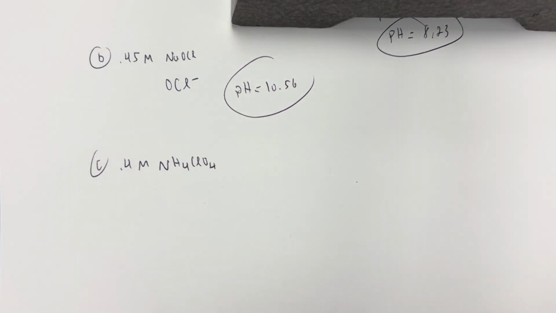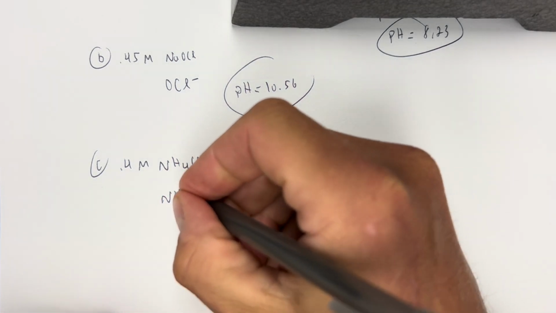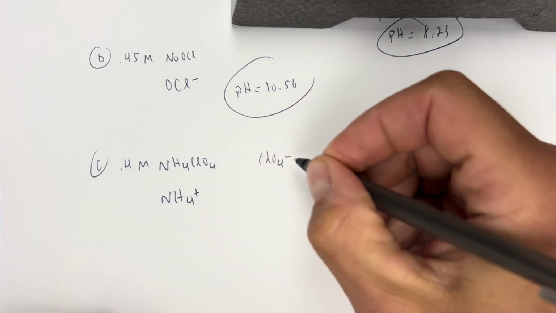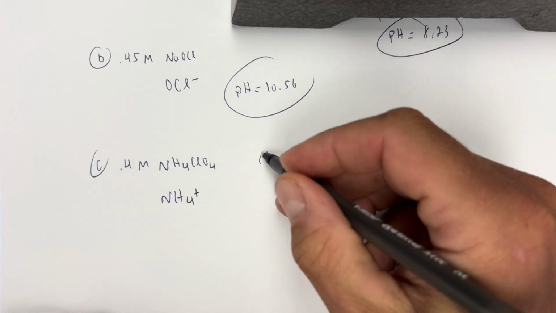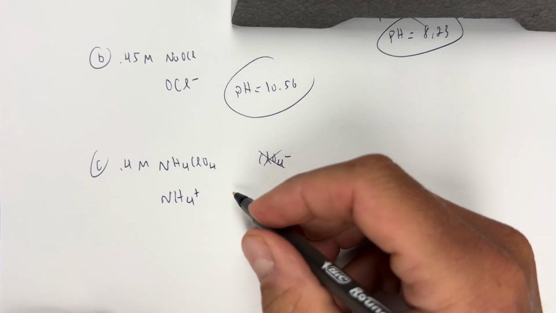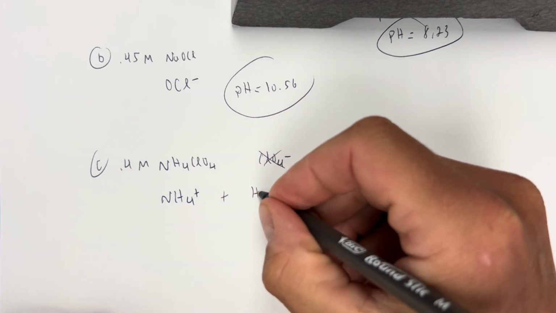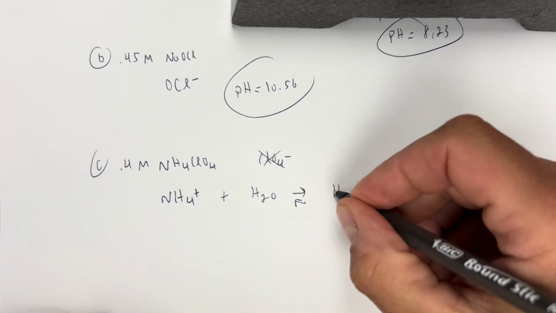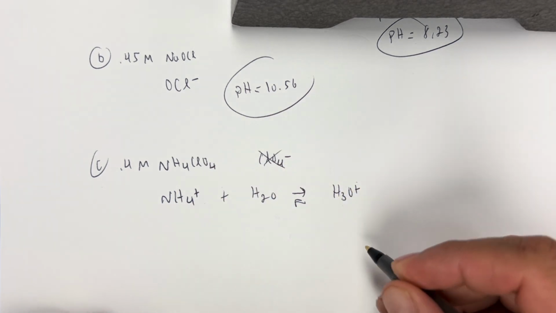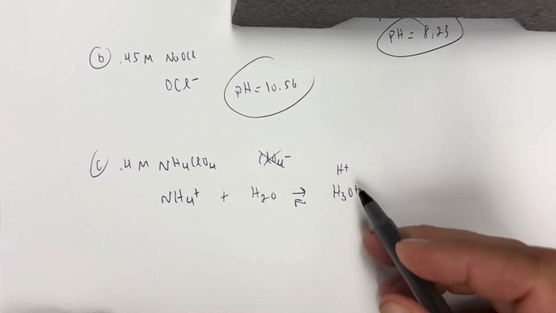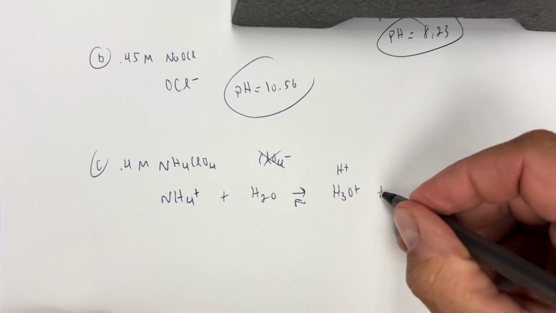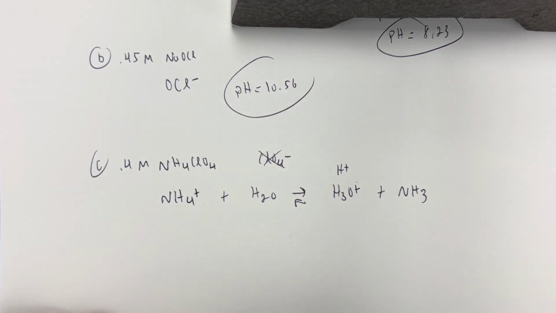Ammonium perchlorate. So it splits apart into NH4 plus ions and ClO4 negative ions. This does not affect pH, it always dissociates. This is a weak acid. You can put plus H2O if you want to for acids. Acids always give a hydrogen, they make H3O plus. Remember, that's the same thing as H plus. H3O plus, hydronium ion, same thing as H plus. Plus the conjugate base NH3.